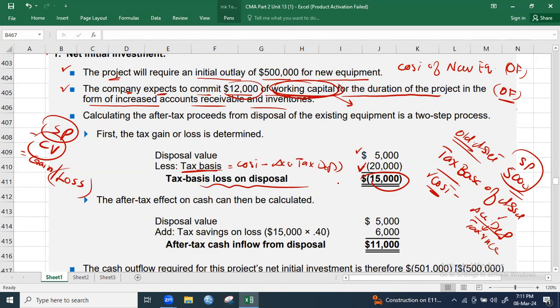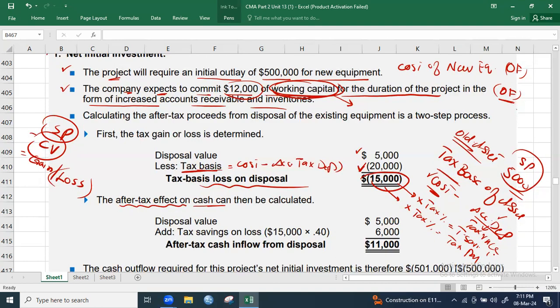Once the loss is calculated, what do you have to do? Then you have to take the after tax effect on cash. If this is a loss, you multiply it with the tax rate, the tax percentage, and you get a tax saving. But if this is a gain, the gain is multiplied with the tax percentage, and this is called a tax payment. Right or wrong?